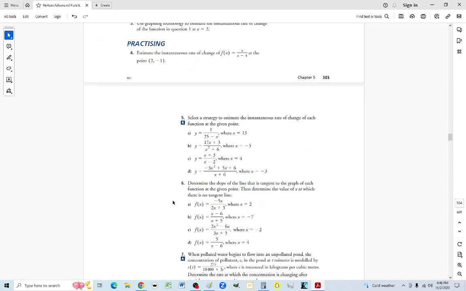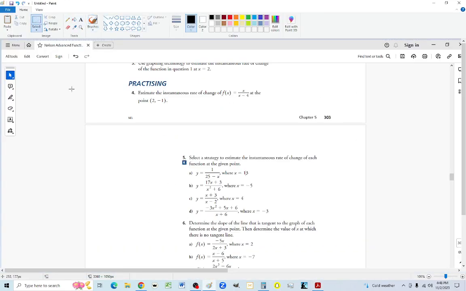Select a strategy to estimate instantaneous rate of change. In this case, I'm just going to take a point to the right of 13, to the right of 5, to the right of 4, and to the right of minus 3. But you can also take a point to the right and to the left, or you can take a point to the left. So there are a couple of strategies. And technically, a graphing calculator is still a strategy, so you could always just say, I'm going to do it by graphing calculator.